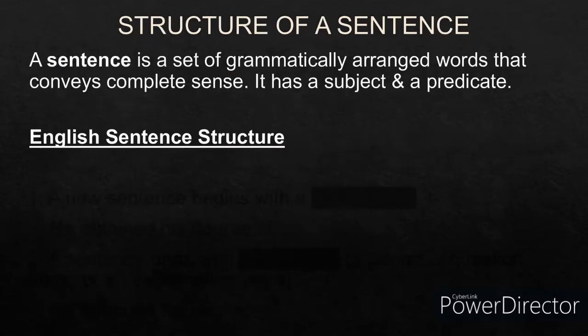Now what do you mean by a sentence? Well, a sentence is a set of grammatically arranged words that conveys complete sense. More often than not, it has a subject and a predicate. Now what is a subject? For example, if I say he is going to the market, so he is the subject and going to the market is the predicate. A predicate will contain verb plus object.